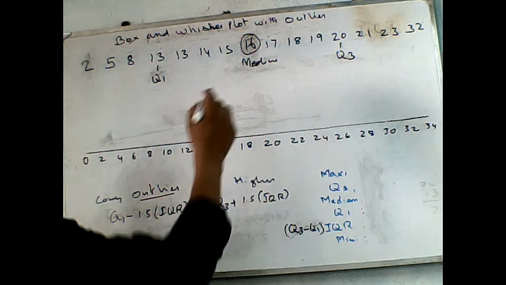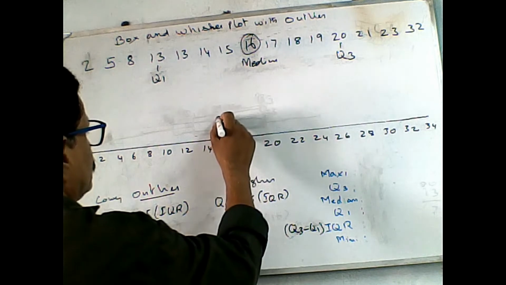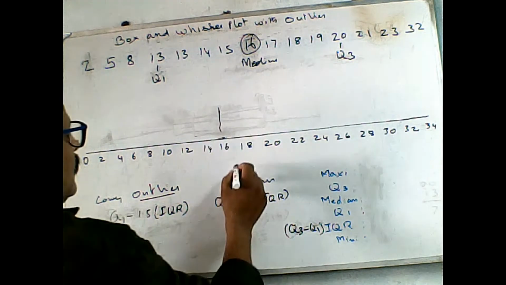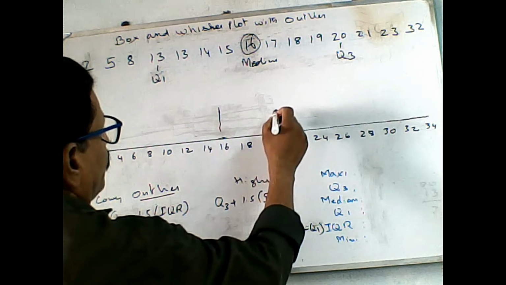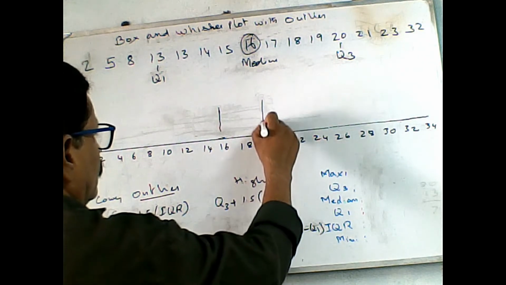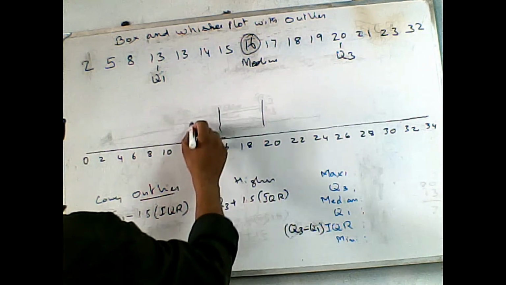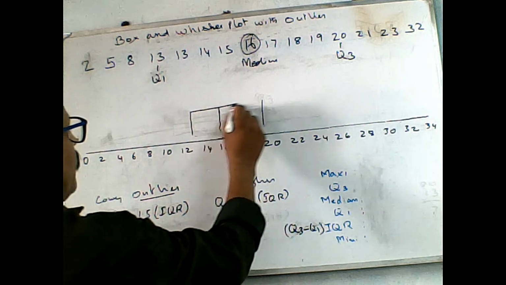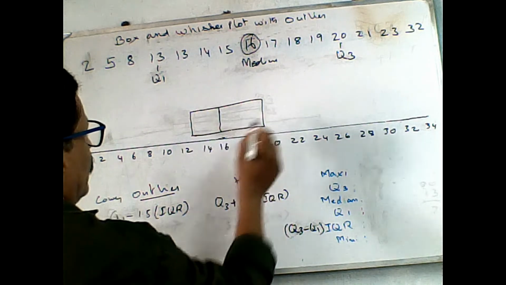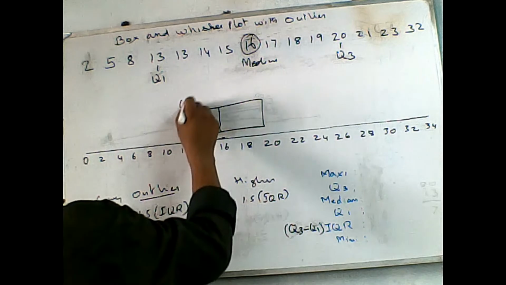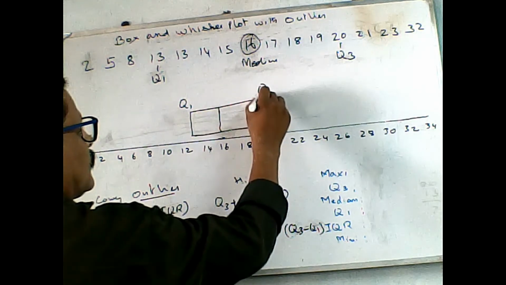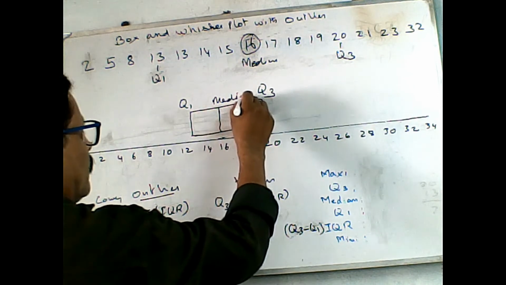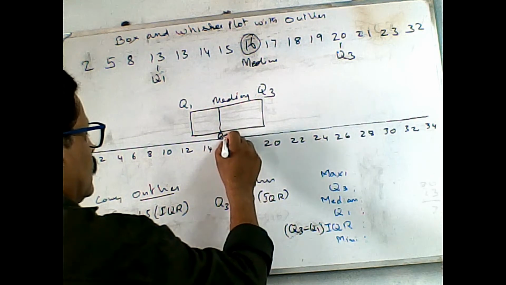Okay, we can draw the box on the timeline. You see the median, 16 is the median. 20 is the upper quartile. 13 is the lower quartile. You can draw the box. You see the box, the Q1, Q3, the median. This median is called Q2.